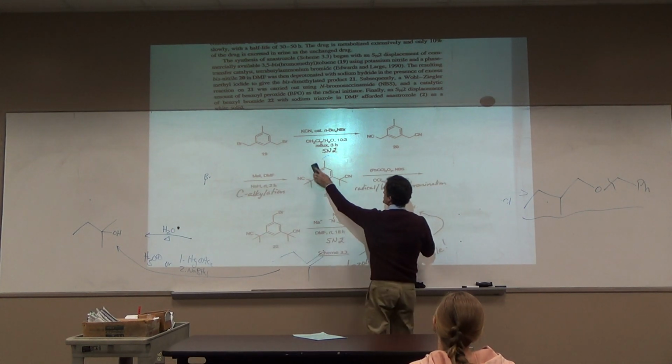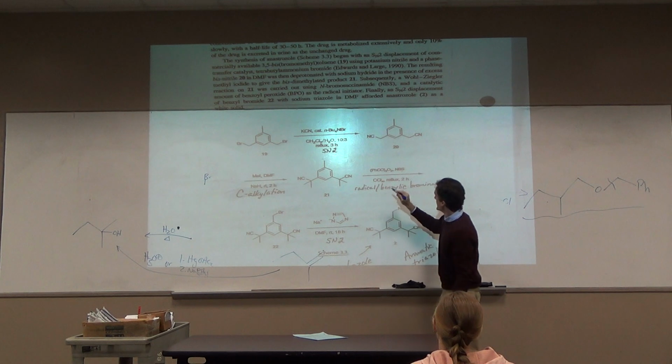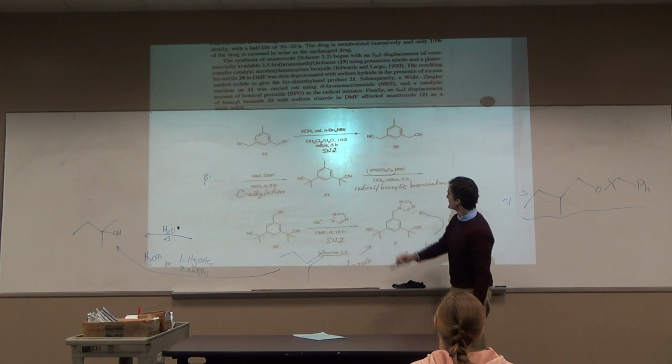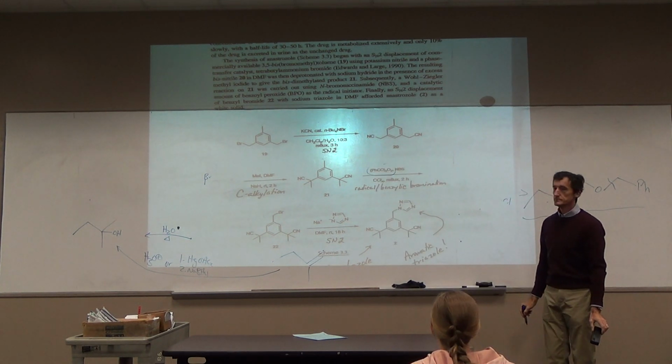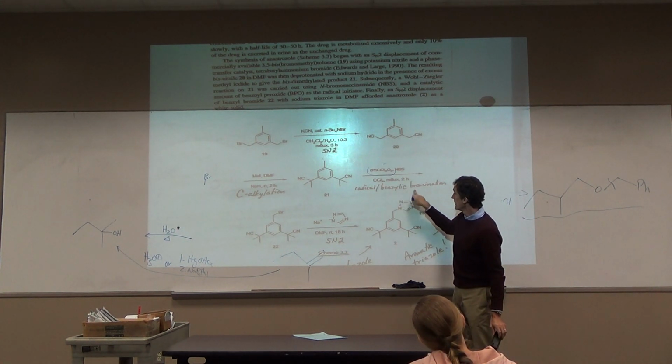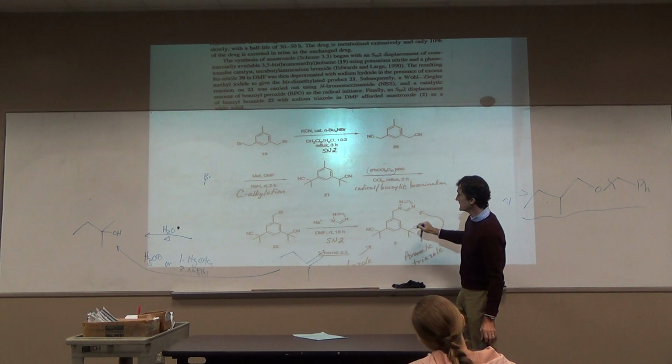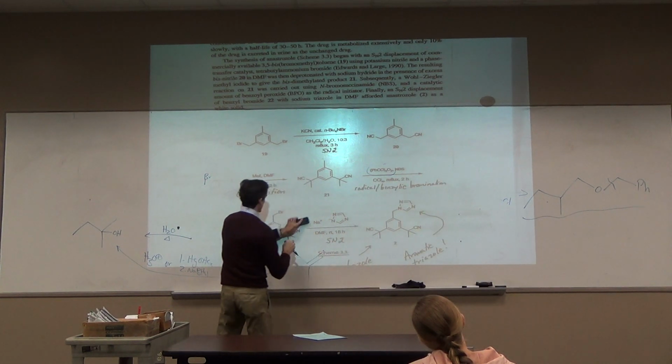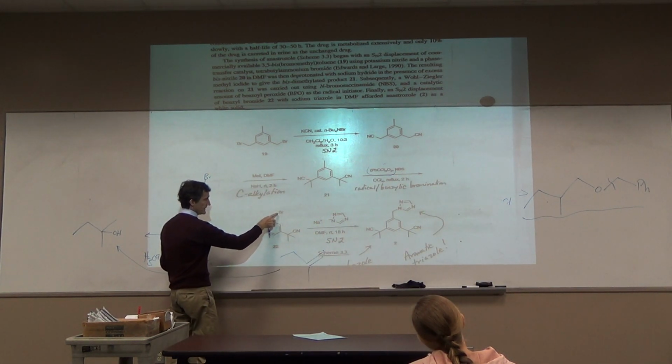they take this product 21. What is this? That's right, benzoyl peroxide, NBS. What are we doing here? Radical benzylic bromination. Yeah? Now you have a leaving group.